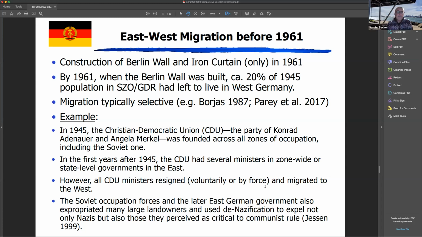their own account. The Soviet occupation forces and then later the East German government also expropriated many large landowners and used denazification to expel not only Nazis, but also those they perceived as critical to communist rule. And also that may have triggered selective migration.